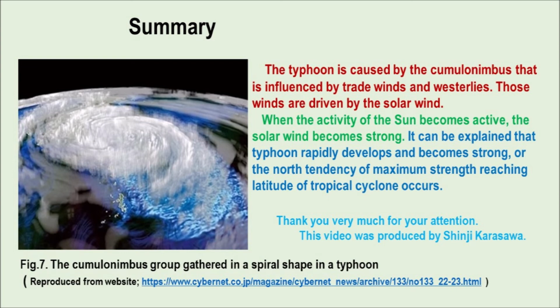Summary. The typhoon is caused by the cumulonimbus influenced by trade winds and westerlies. Those winds are driven by the solar wind. When the activity of the sun becomes active, it can be explained that typhoons rapidly develop and become strong, or the northward tendency of the maximum strength reaching latitude of tropical cyclones occurs.